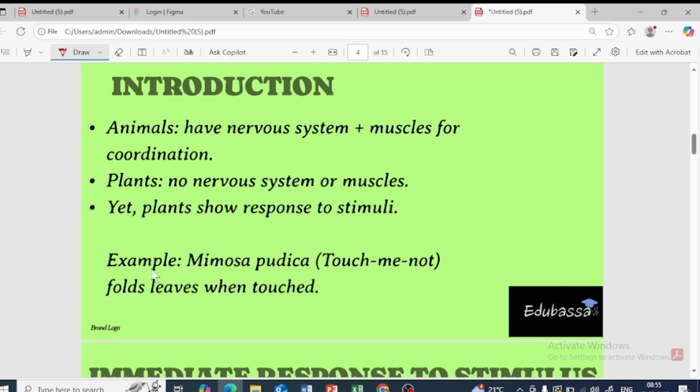One of the examples is Mimosa pudica, that is the touch me not plant. The spined plant, touch me not plant, you might have observed that when you touch the plant, it folds its leaves and it droops and it bends, isn't it? It folds all its leaves and it bends, it droops. You might have seen that. So that itself is an example of response to stimuli.